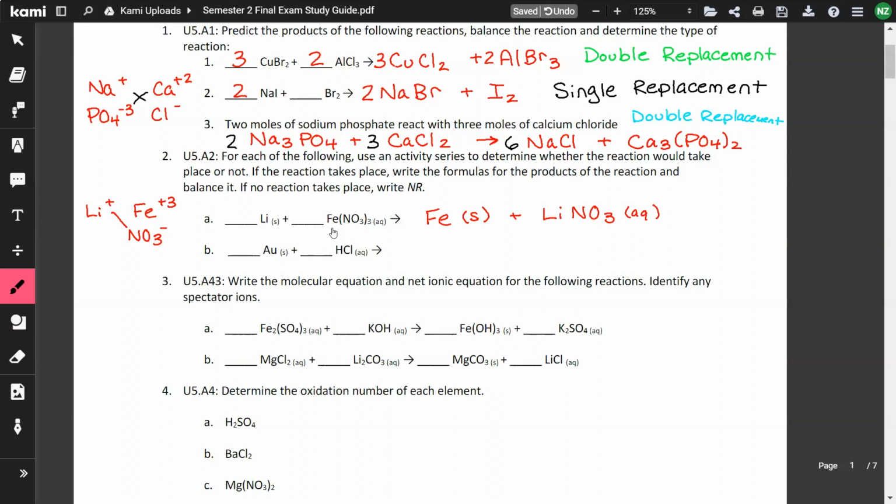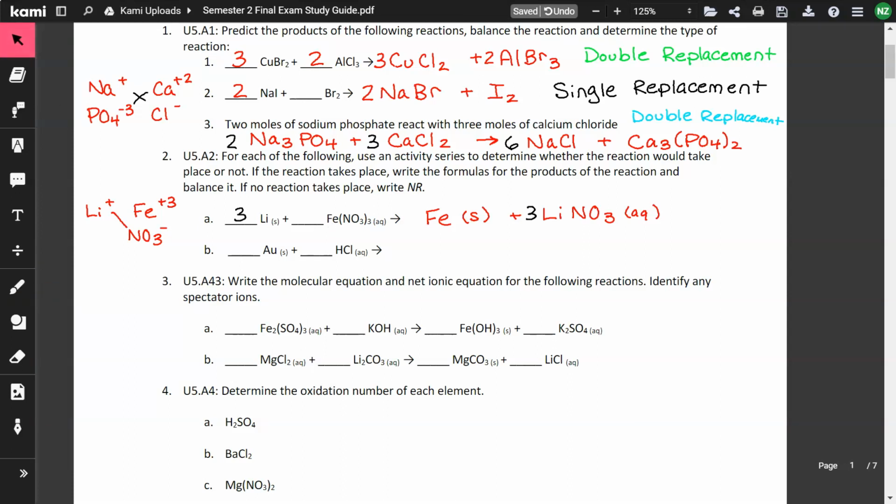To balance, this one's pretty easy. Lithiums, we have 1 and 1. Irons, we have 1 and 1. Our nitrates, if you look, we have 3 on the left, and we only have 1 on the right. So we're going to need to put a 3 here. Our irons were balanced, but since we put a 3 there, we're going to need to put a 3 on this side to balance it out. Okay, now we're good.